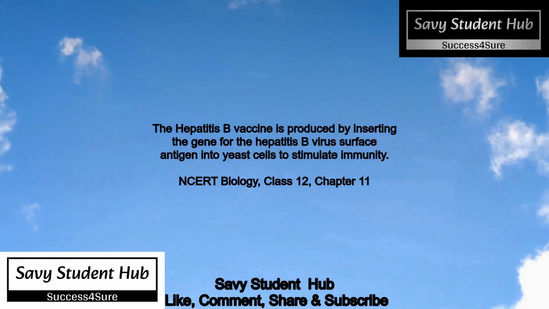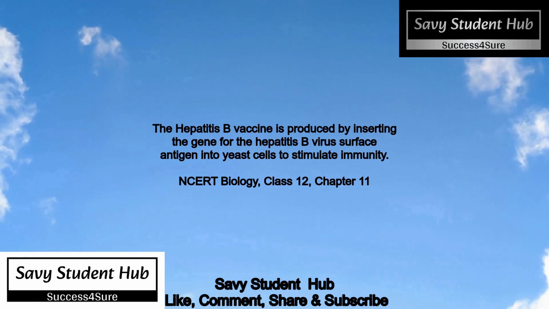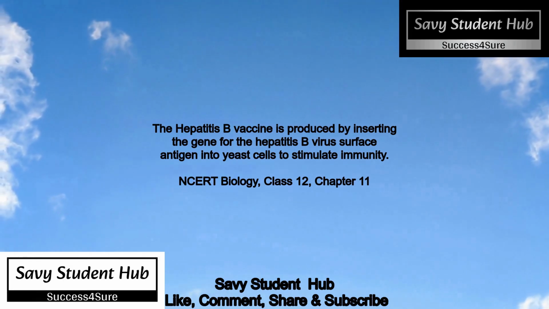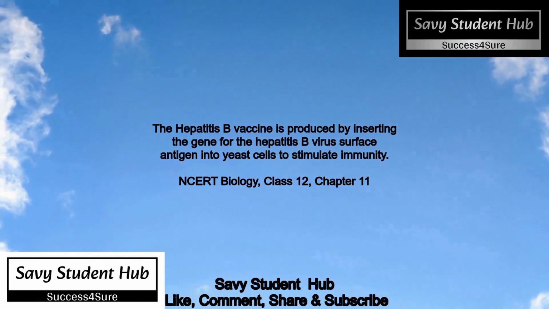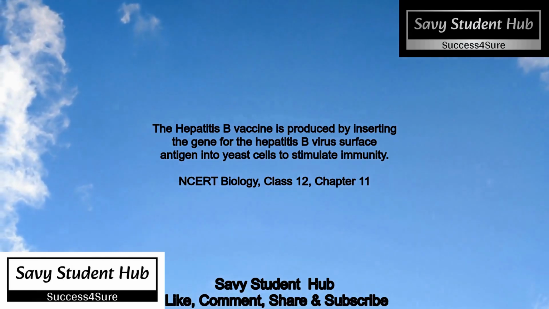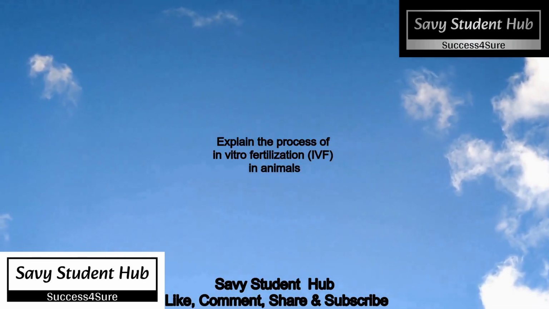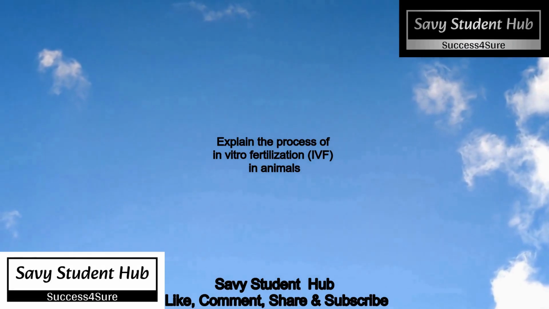The hepatitis B vaccine is produced by inserting the gene for the hepatitis B virus surface antigen into yeast cells to stimulate immunity. Explain the process of in vitro fertilization, IVF, in animals.